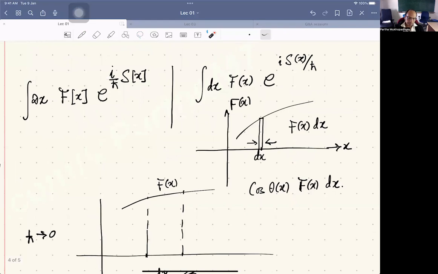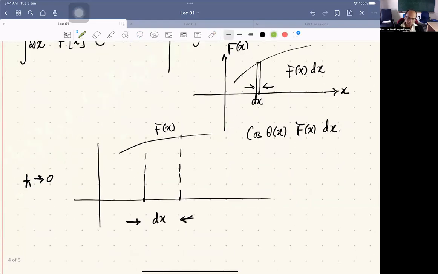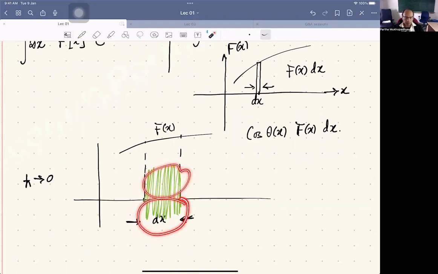So this will be multiplied by an infinite oscillation like this. And when you multiply a constant with this infinite oscillation, which has equal contribution, we are assuming that the number of times it contributes positively is the same as the number of times it contributes negatively. This is an assumption.